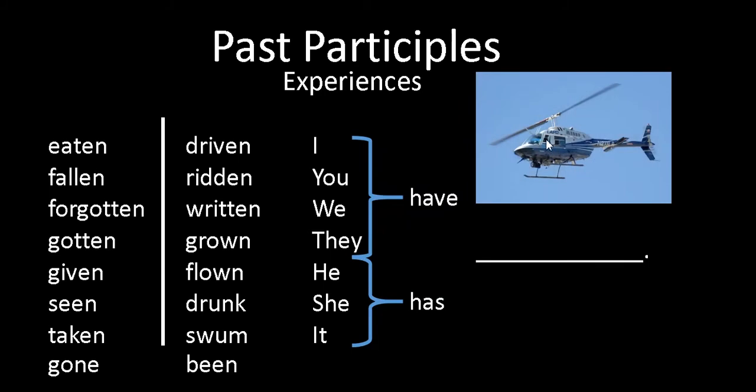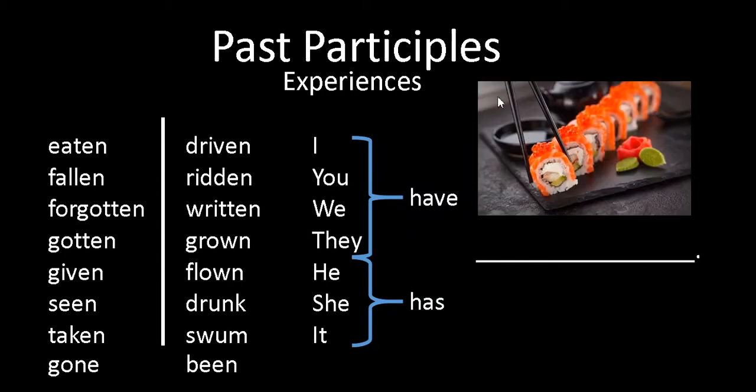Next, I see a helicopter. What can we do inside a helicopter? Well, we can fly. And we've got our past participle of fly right here, flown. Fly, flew, flown. And so we can write here, I have flown in a helicopter. Or we could say she has flown in a helicopter. Once again, even if it's true only once in your whole life, before now, you would say this. This is my experience.